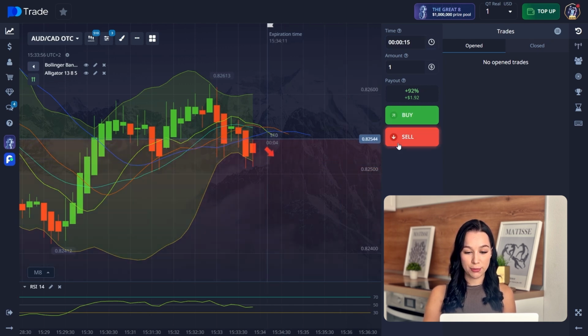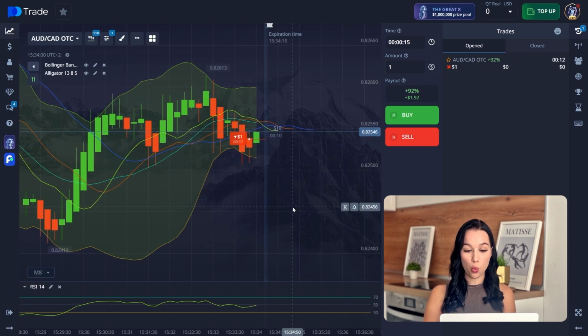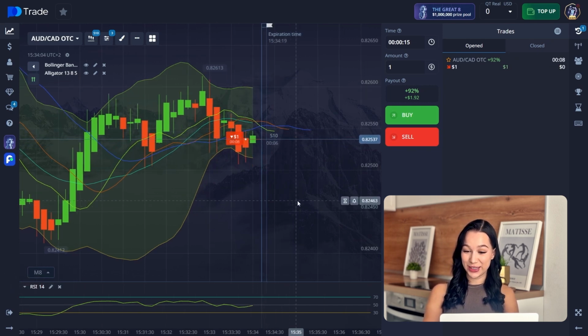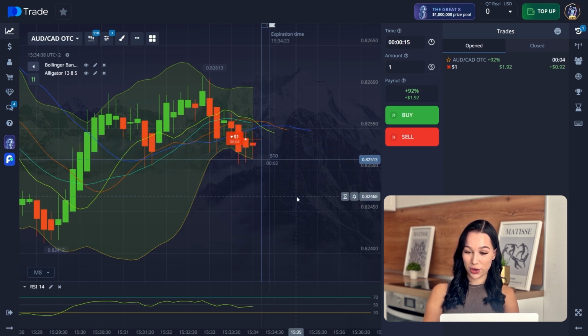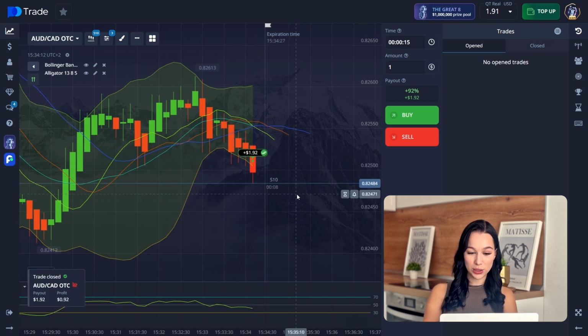So let's change our expiration time to 15 seconds, and we open here a sell trade for $1. Okay, that's not really that good. Okay, 7 seconds, 6, 5, 4, 3, 2, 1, and we close the trade in a plus.